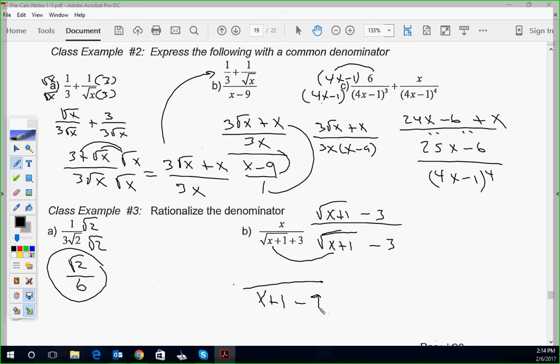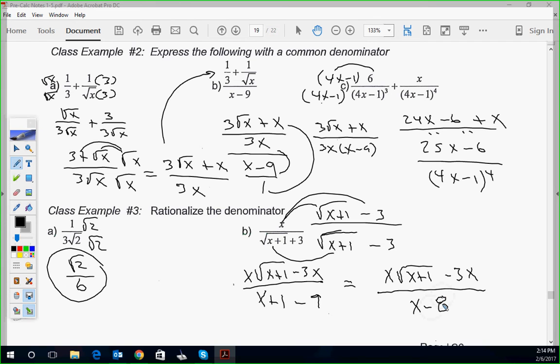The other piece isn't too bad because the top's just a monomial, so it's kind of simple. The x just hits these two. So it's simply going to be x times x plus 1 minus 3x. And then just combine like terms in the bottom and we're done. So x, so that would be your simplified expression there. Okay. X times x plus 1, x times root x plus 1 minus 3x over x minus 8. All right, two more.